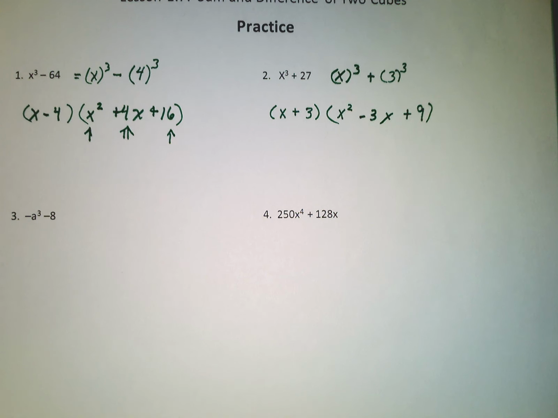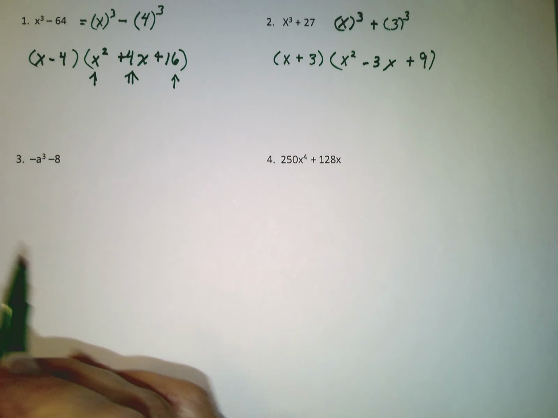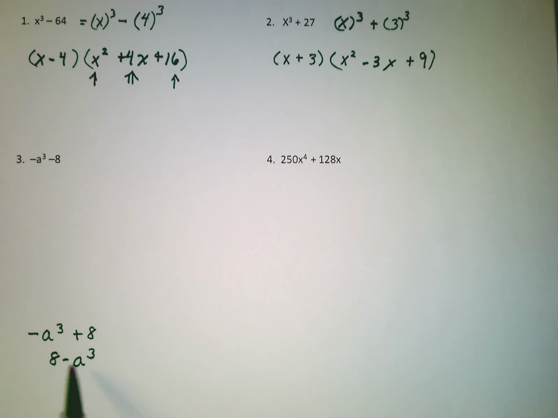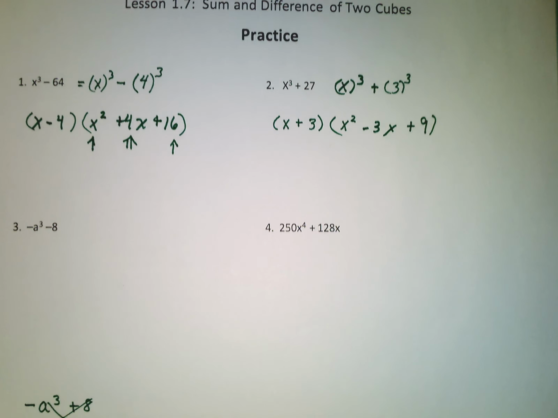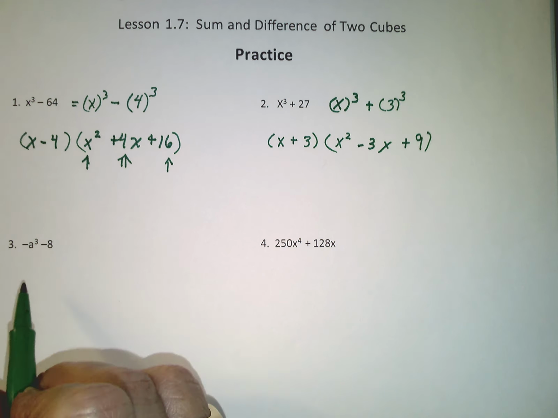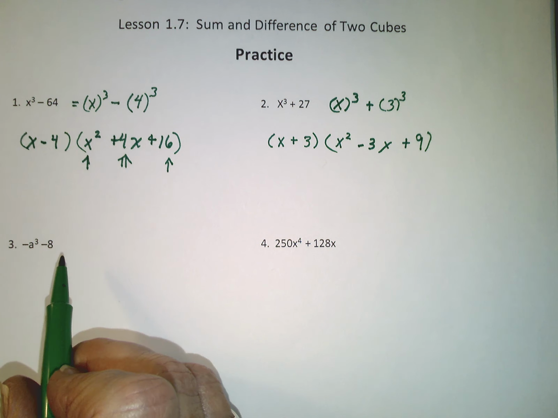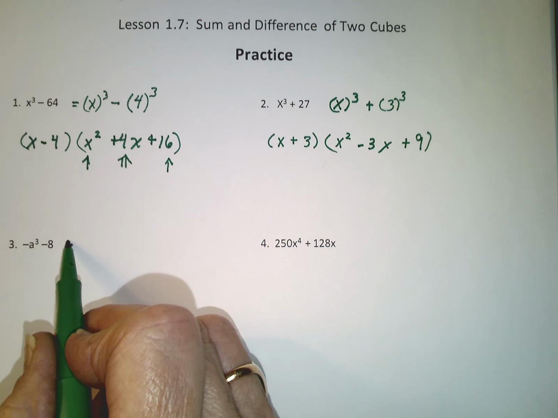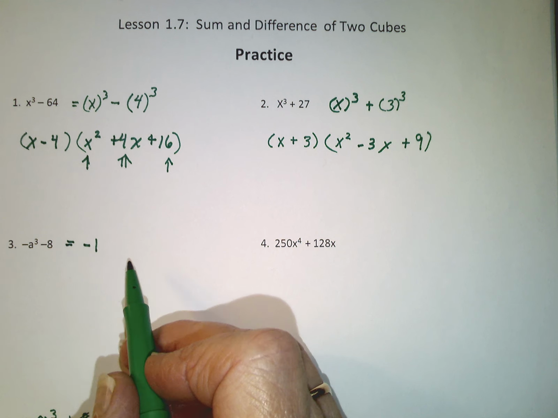The next two are a little trickier. To be perfectly honest, if they had given us -a to the third plus 8, I would just use the commutative property and rewrite this as x minus a to the third. And then we have the difference of two cubes and we can go ahead and proceed. But they didn't give us that. So we can't do that. In the last lesson, you reviewed greatest common factor and how you can pull out the greatest common factor. Well, we do have a common factor here. We have a common factor of -1.